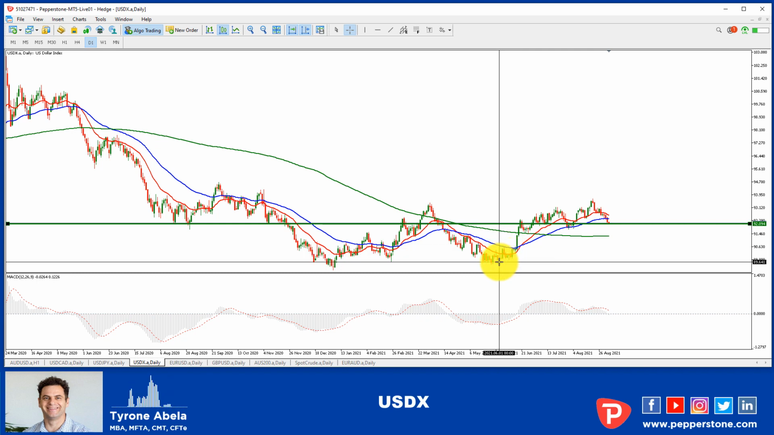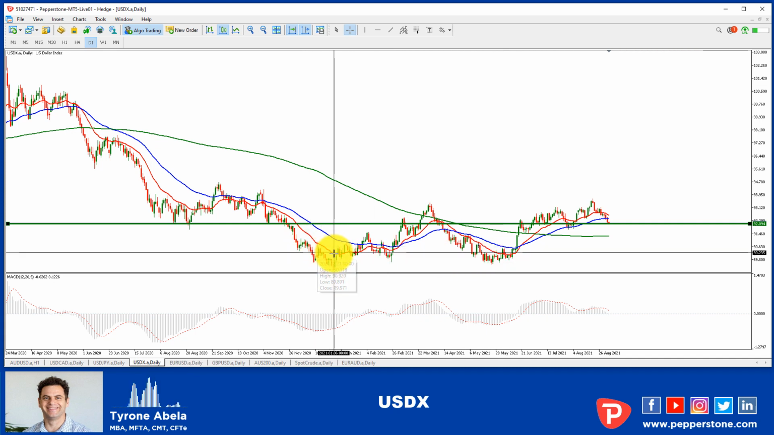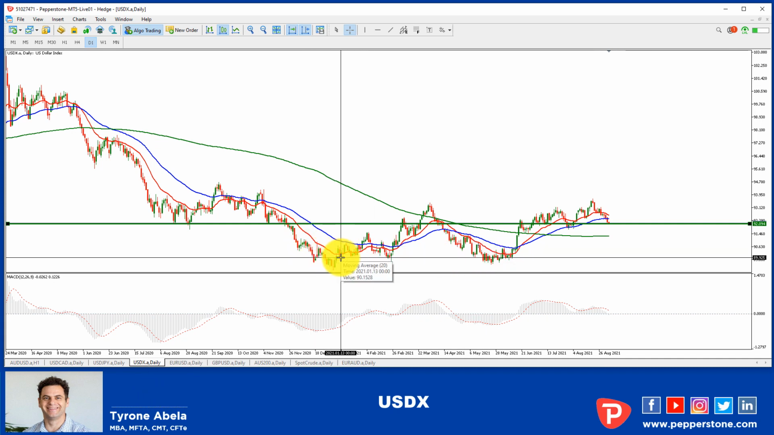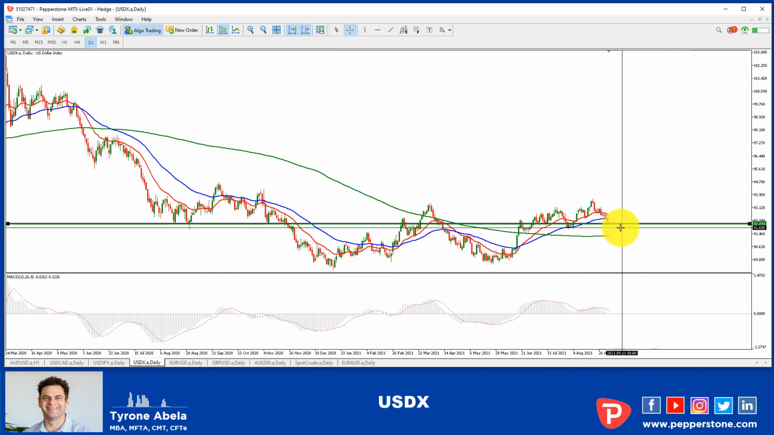The last line of defense, of course, is the 89-80 area, which is around this area here. I'm not saying it's going to do that anytime soon. It's just that that's where it will go if it starts to break some of these key levels. So this is a very, very important zone.